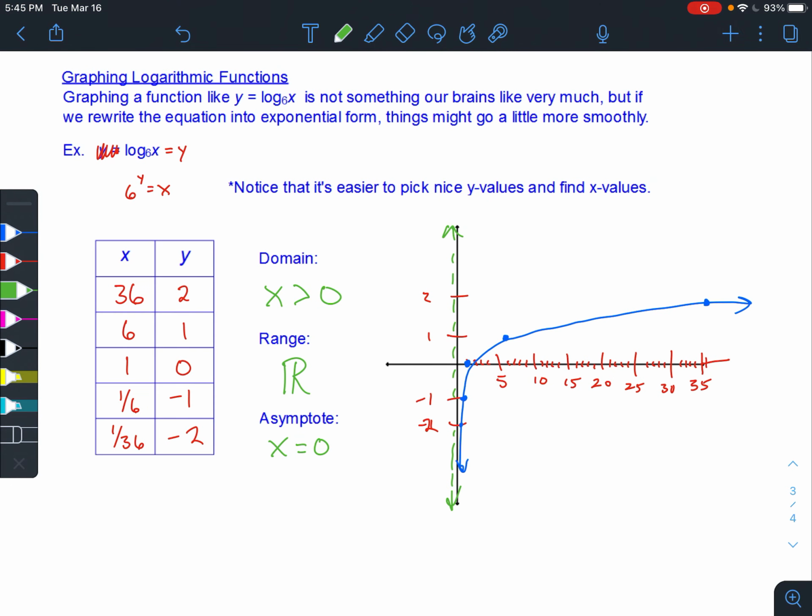And again, you can certainly graph that thing by hand, as I just did. No calculator necessary. All right, there you go.